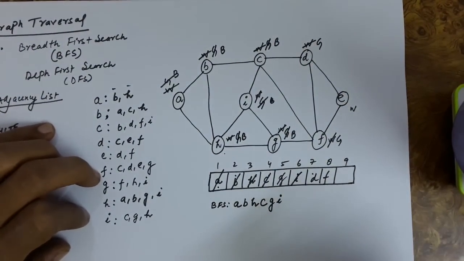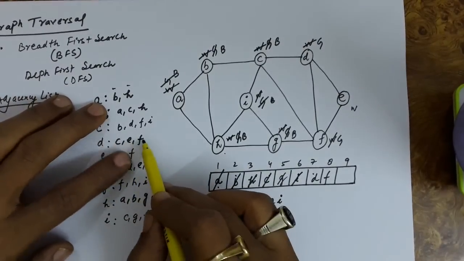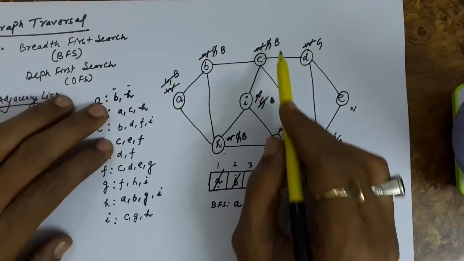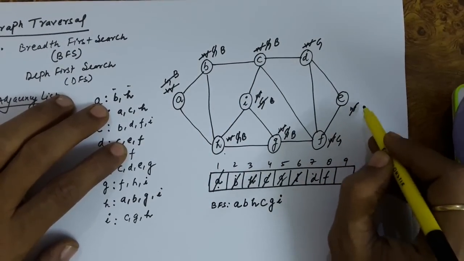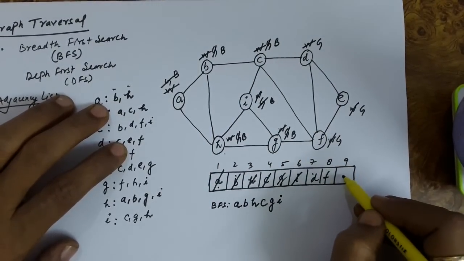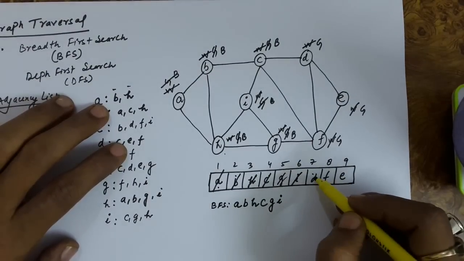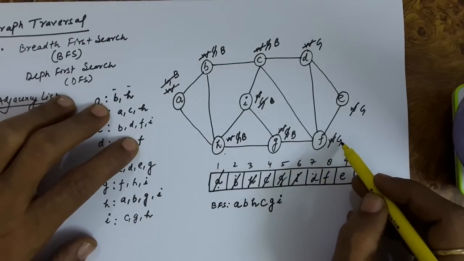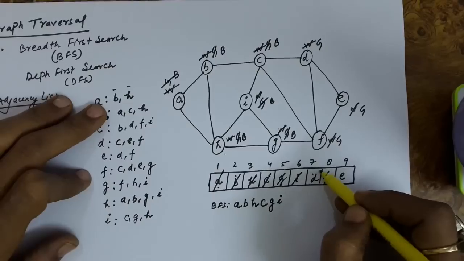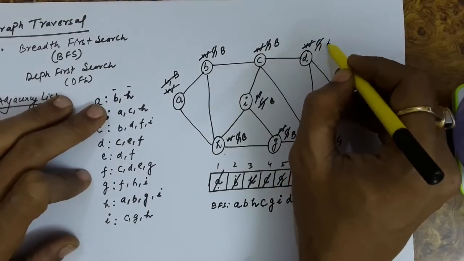Next vertex is D. Let us see the connections from D. These are C, E and F. So C has a color black, E is of white color. So since this is of white color, make its color as gray and add it to the queue. F is already of gray color. So delete D, add it to the BFS sequence and make its color as black.